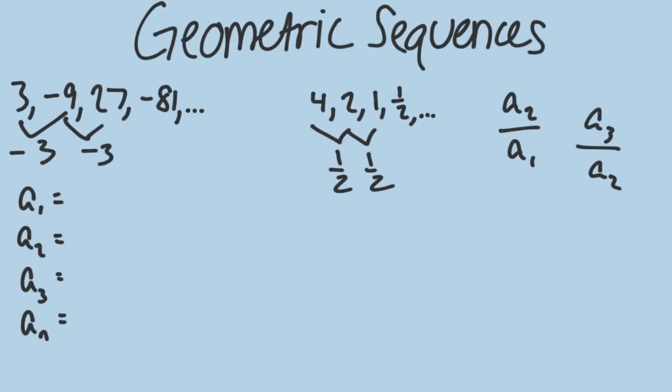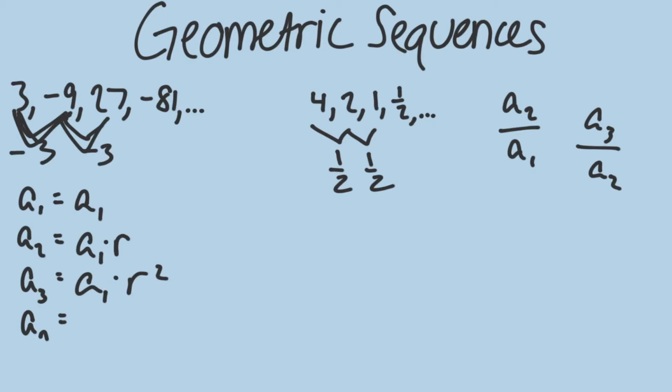So the first term is always the first term. The second term is the first term times the common ratio. For example, for the first sequence, we had the first term, which was 3, and we multiplied by the common ratio, which was -3, and we got the second term. The third term, we can take the first term, multiply it by r squared. So we take the first term, that 3, multiply it by r, and then by r again, and we'll get that third term.